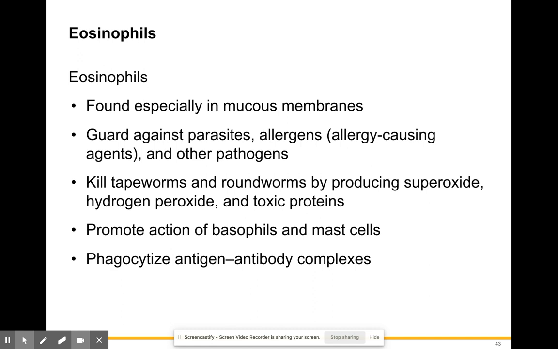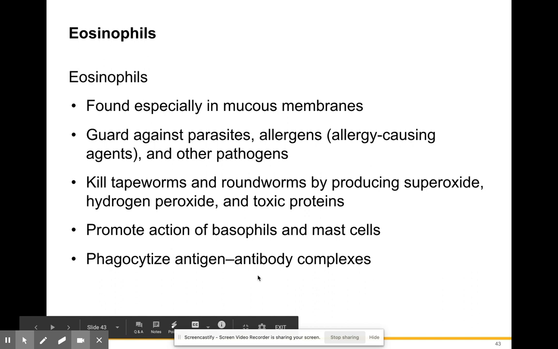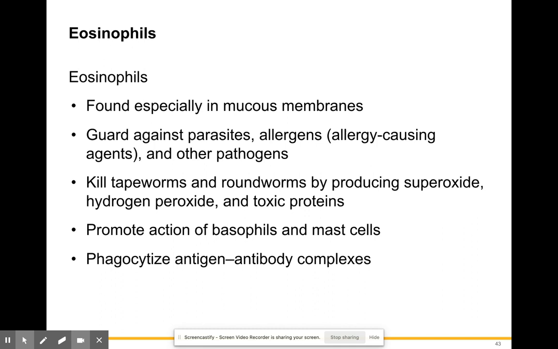Eosinophils can also promote the action of basophils and mast cells. So not only can it kill things by producing chemicals, it can ask for help from other cells like basophils and mast cells. And then, of course, it can phagocytize the antigen, or the antigen-antibody complexes, which we will see later on in the humoral immunity section of the lecture.